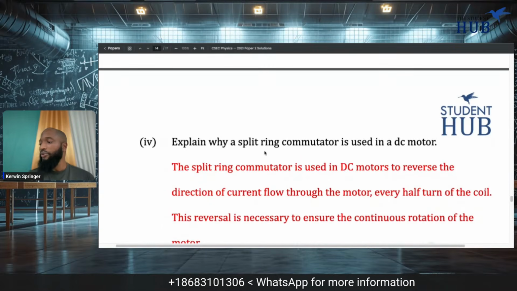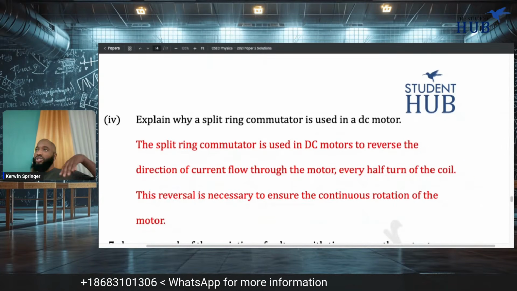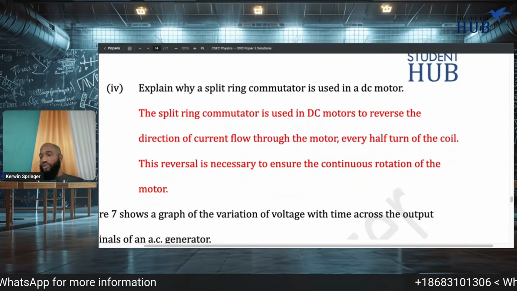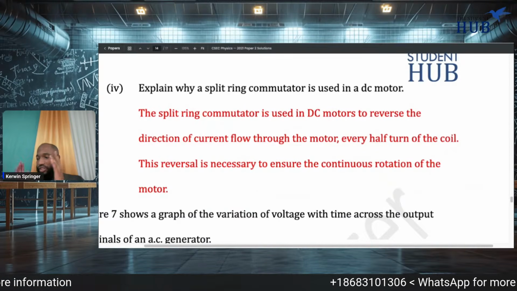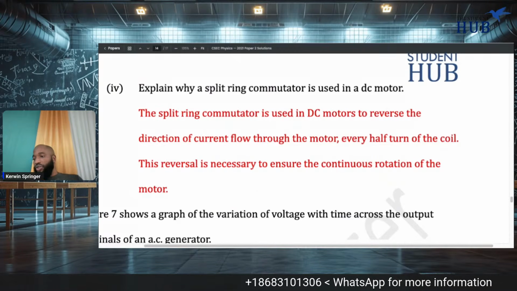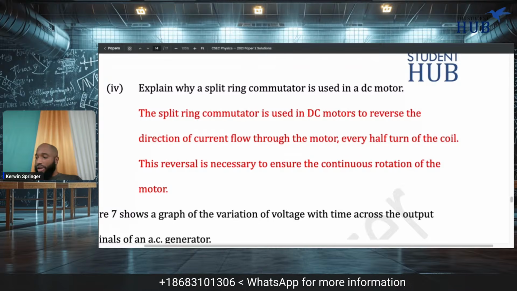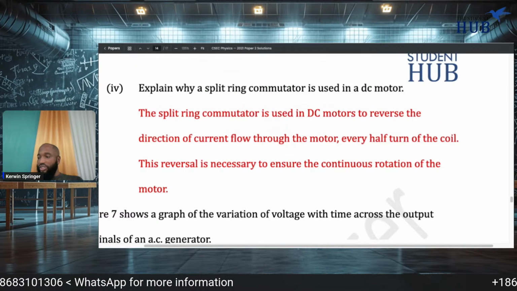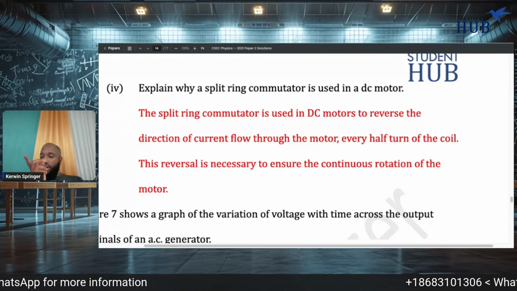So why is this split ring commutator used? Instead of asking you to describe the whole process of the DC motor, they just ask you straight up why you use the split ring commutator. What's the definition? It's used in DC motors to reverse the direction of the flow of the current through the motor every half turn. This reversal is necessary to ensure continuous rotation of the motor.